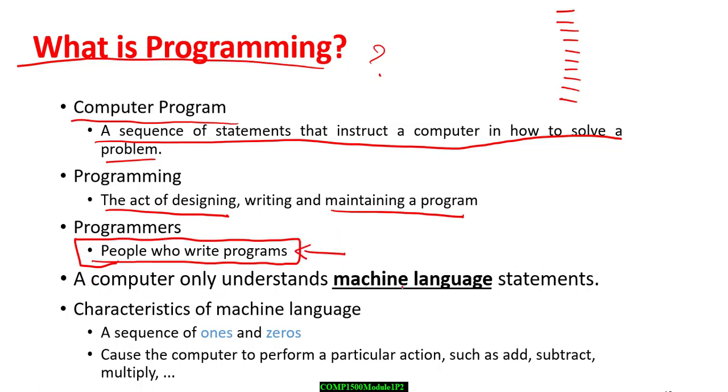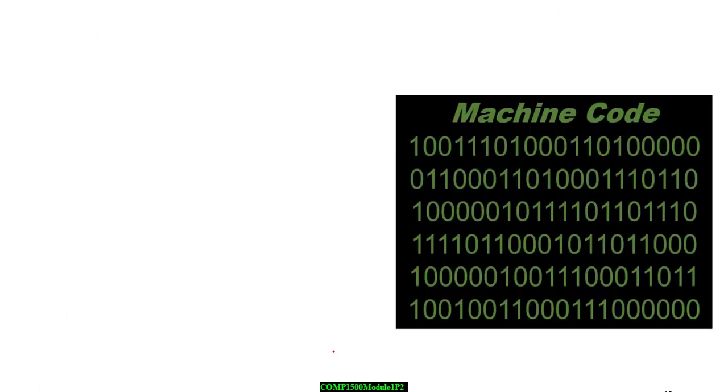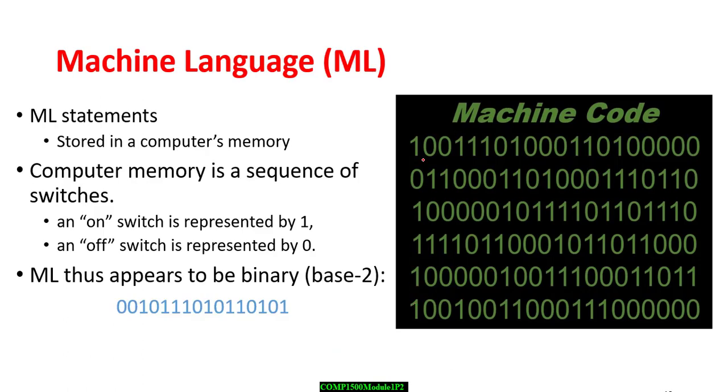So a computer only understands machine language. What's machine language? Zeros and ones. This is the only thing that a machine understands. So it's a sequence of zeros and ones. So this is the machine code. This is how it looks. I bet no one will understand what this is, including me.